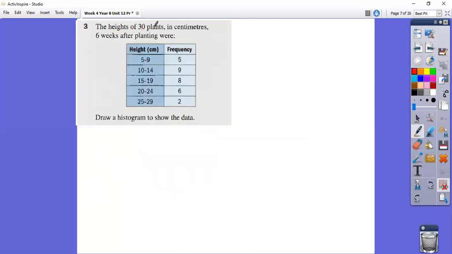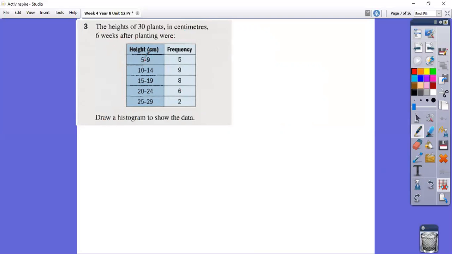So for question 3, the heights of 30 plants in centimeters, 6 weeks after planting, were given here. Between 5 and 9 centimeters, the frequency was 5. Between 10 and 14, the frequency was 9. Between 15 and 19, the frequency was 8. Between 20 and 24, the frequency was 6. Between 25 and 29, the frequency was 2. So again, draw a histogram to show this data.